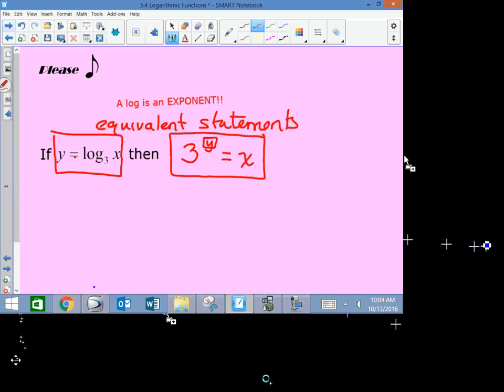One's an exponential form, and the other is log form. Okay? And you need to be able to do that fairly quickly because that's going to help you the most. So the next page is all about that. Are y'all ready? All right, let's go.